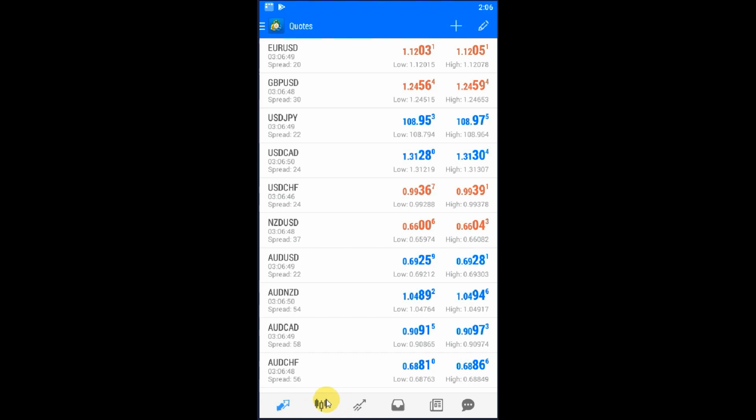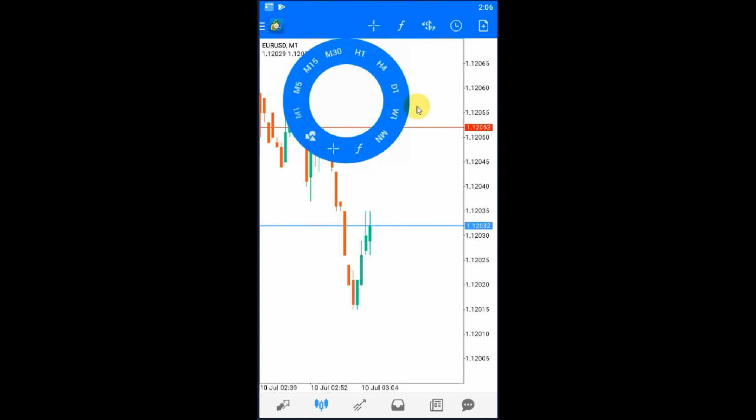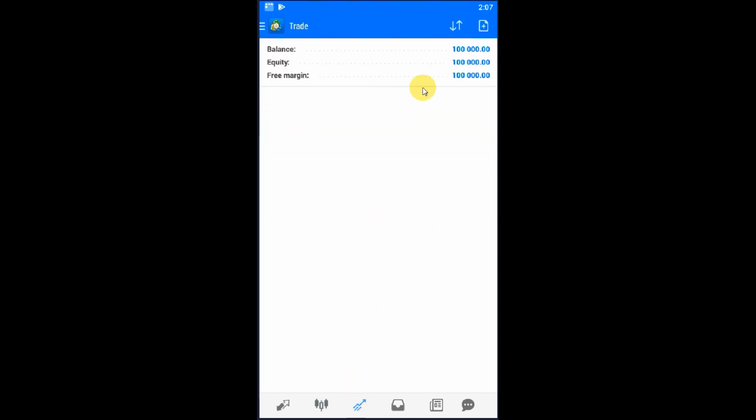Then here, this icon here, this is for the chart. This is where you see how far price is moving in real time. This is where you can select the time frame and so on. But for us fundamental traders, this isn't really important. What to be focusing on is this part here.